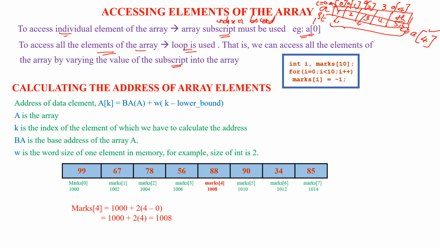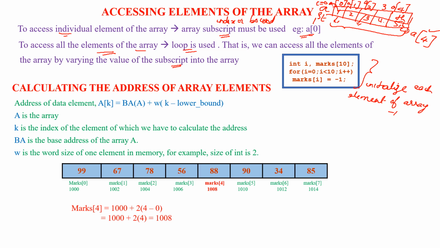So let us see an example here. This example shows a code to initialize each element of the array to -1. What is the meaning? I have to initialize the value of A of 0 as -1, A of 1 as -1, A of 2 as -1, A of 3 as -1 and A of 4 as -1.